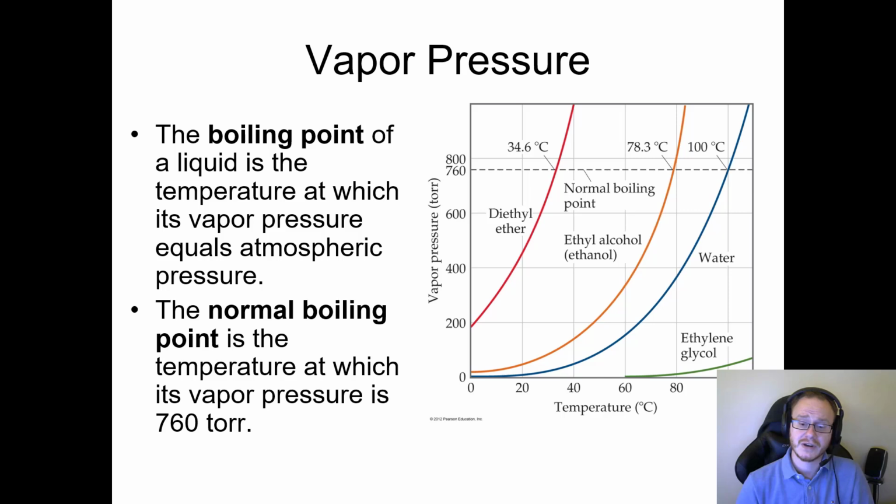Given the fact that pressure can actually impact boiling point, we have to set a standard. And so we call normal boiling point what we know of most of our liquids, like, for example, water being 100 degrees Celsius. That's going to occur at 760 torr, or 1 atmosphere, or 101.3 kilopascals. Essentially, standard pressure.